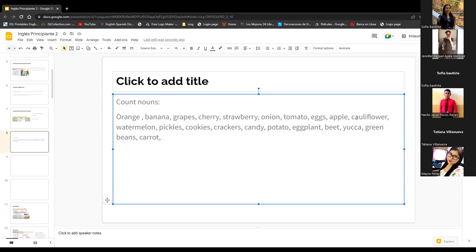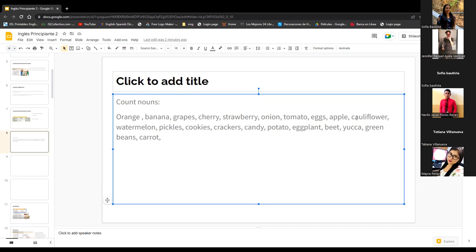Cauliflower. Watermelon. Pickles. Cookies. Crackers. Candy. Potato. Eggplant. Beet. Yuca. Green beans. Carrot.